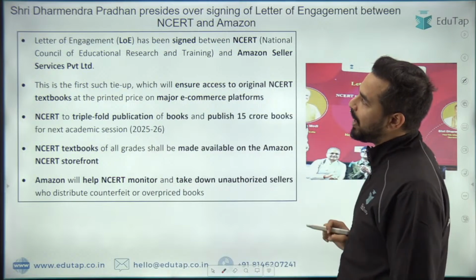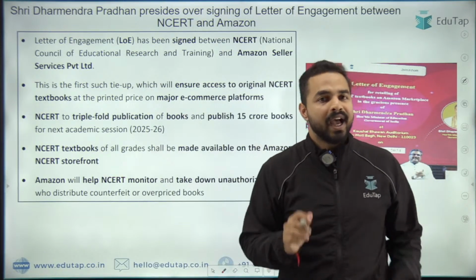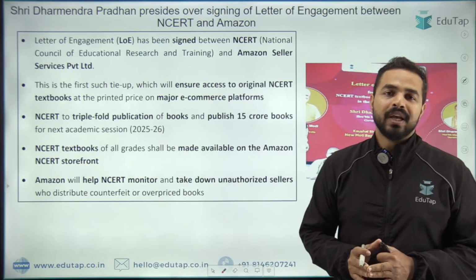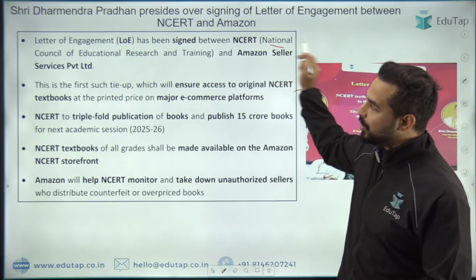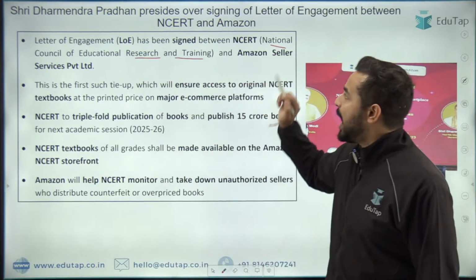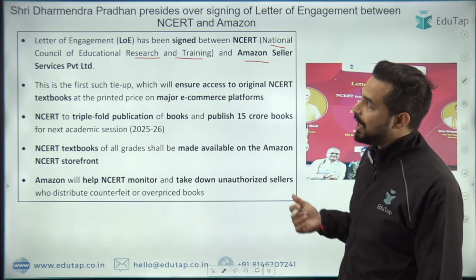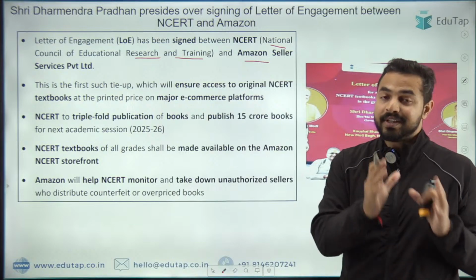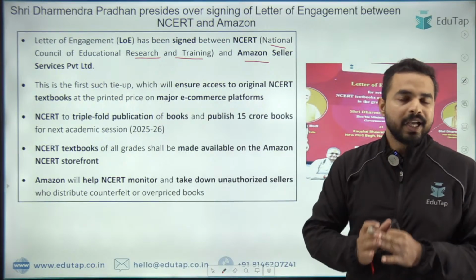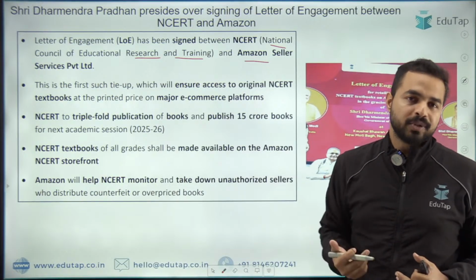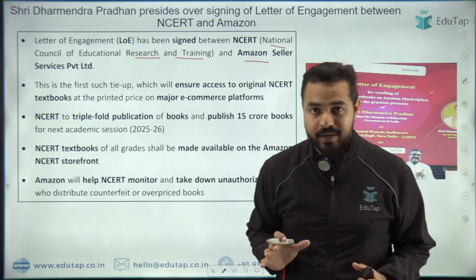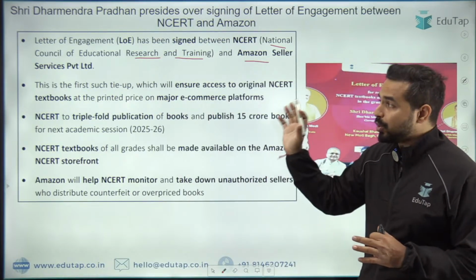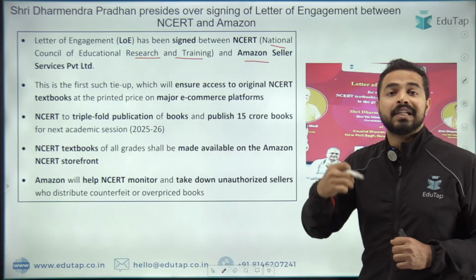Now moving on to the next part, that is an MOU which has been signed. Another news article related to an MOU, and this time the MOU has been signed between NCERT, that is the National Council of Educational Research and Training, along with Amazon Seller Services Private Limited. So guys, it is quite easy to remember why NCERT would have signed this MOU with Amazon. See, NCERT is given the responsibility of publishing the textbooks in our country, so there must be some aim related to the publication of textbooks. And the second, what does Amazon do? Amazon basically sells products.